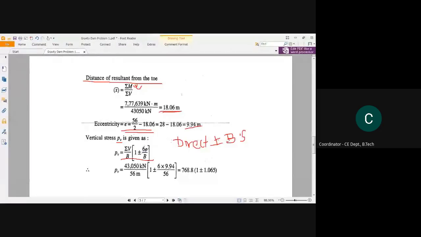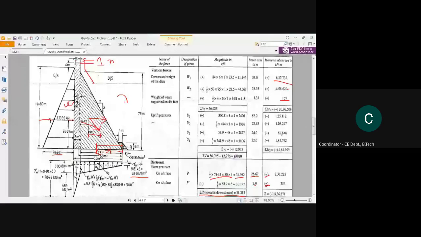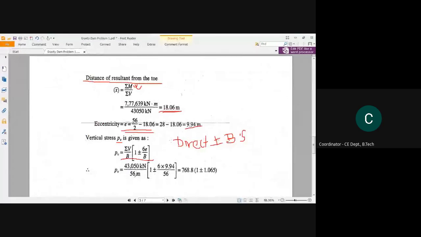So now we have calculated the summation of vertical forces, which was 43050 kilonewton. So this was our vertical force over the total width, into 1 plus minus 6 into that eccentricity we have calculated, 9.94, over width. So our vertical stress is 768.8 into, within bracket, 1 plus minus 1.065.